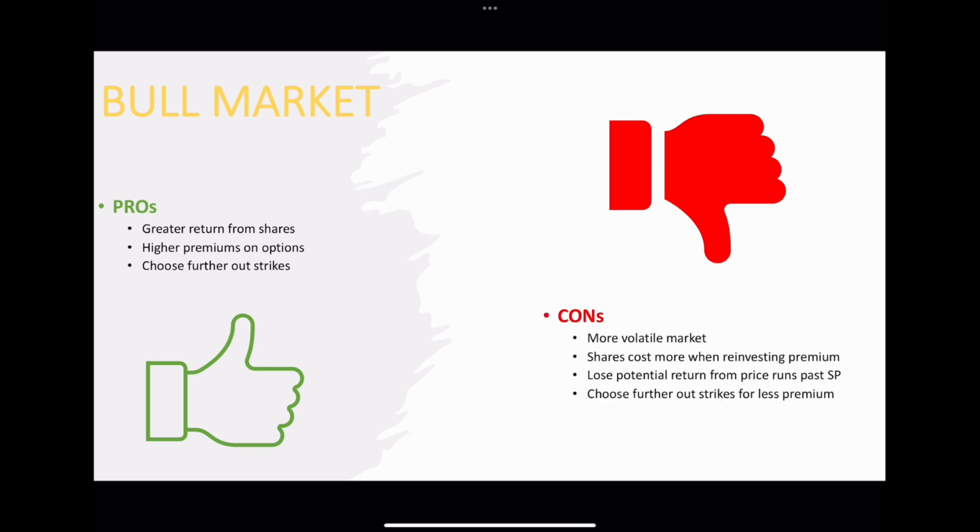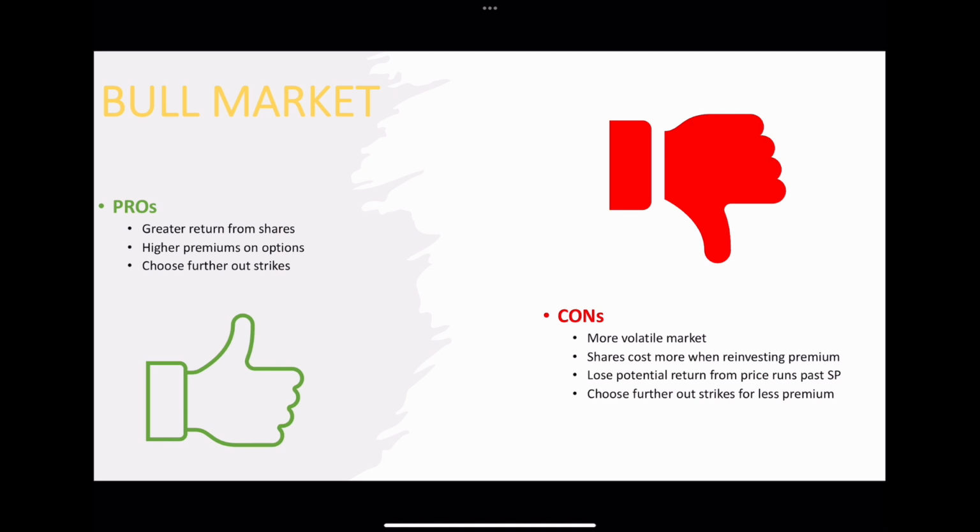Some of the cons are that the market is typically more volatile than in a flat market, so we have to do a little bit more guessing as well as expect a lot more price runs. The share cost when you reinvest your premiums typically is more, so you get less bang for your buck, as well as you can lose potential return from price runs that go past your strike price.